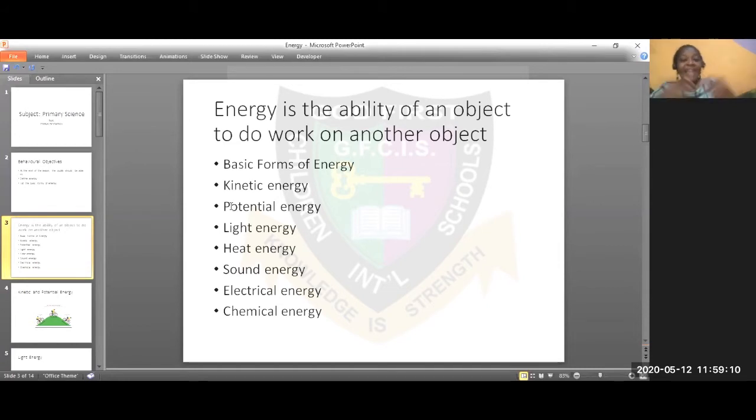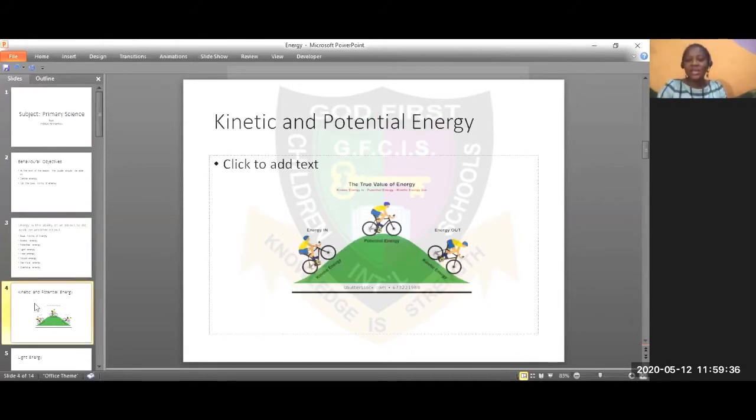We have kinetic energy. Let me just list them for you. We have kinetic energy, potential energy, light energy, heat energy, as in H-E-A-T, heat, sound energy, electrical energy, and chemical energy. Now, let's take it one after the other. Let's start with kinetic and potential energy.